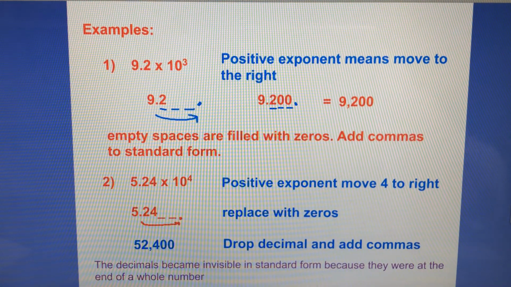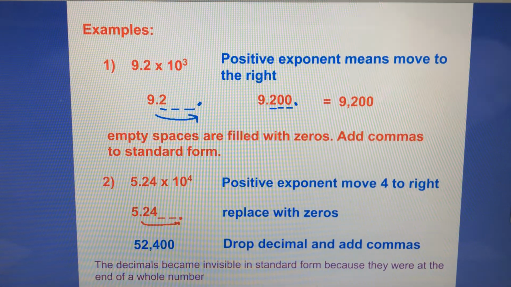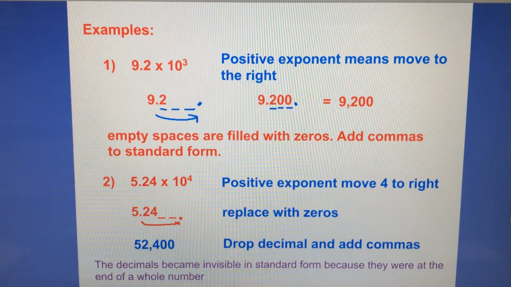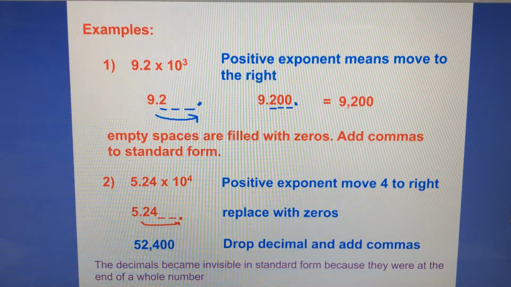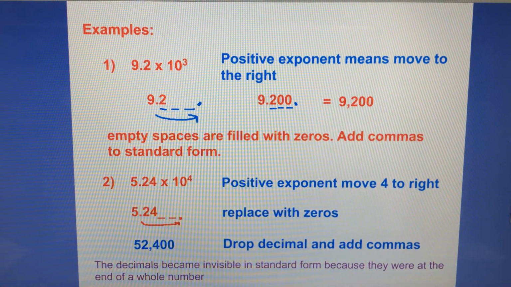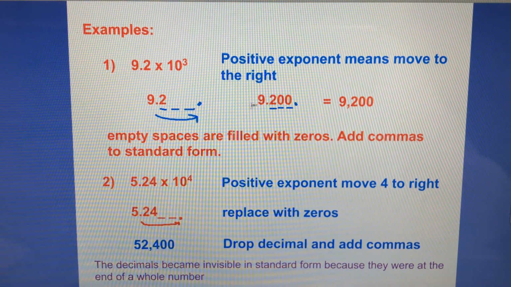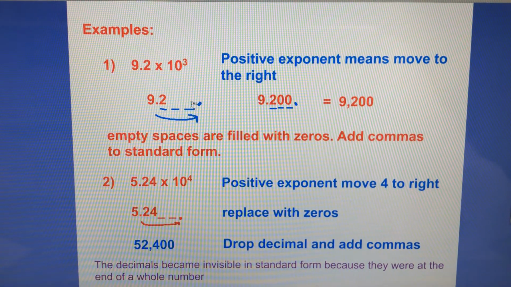Here are some examples. 9.2 times 10 to the 3rd power. This tells me to move my decimal 3 spaces to the right. I end up with 9,200. Empty spaces are filled in with zeros. Add commas when you're in standard form.